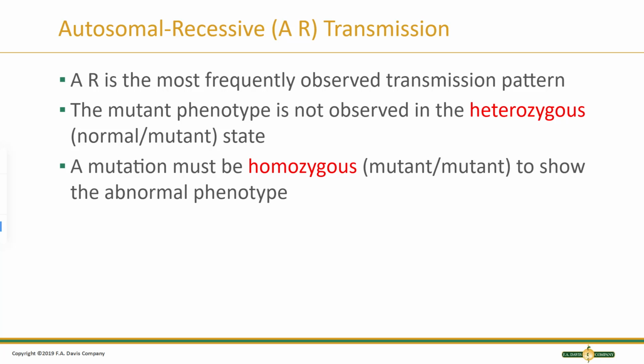Autosomal recessive is the most frequently observed transmissible pattern. The mutant phenotype is not observed in the heterozygous normal/mutant state. A mutation must be homozygous mutant to show the abnormal phenotype.